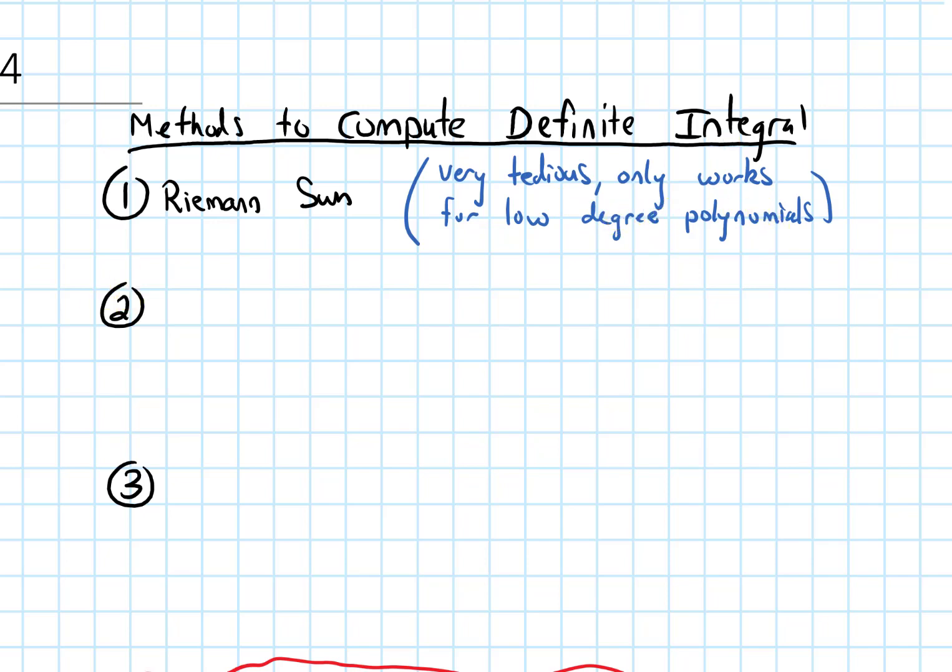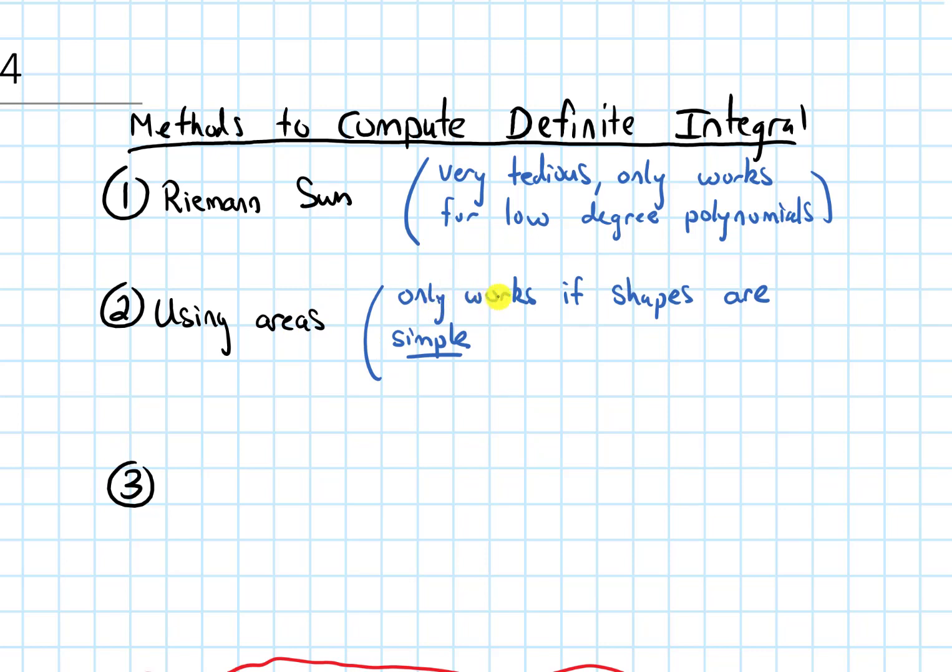And as we saw in this video, another way to compute definite integrals was using areas. Sometimes I can just use geometry and figure it out directly using areas. But this only works if our shapes are simple. So for example, if I have a linear or circular path, those are things I can actually find areas of using my geometry formulas.